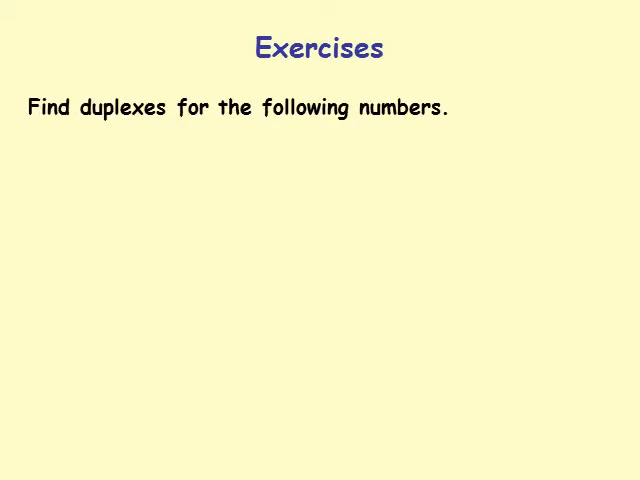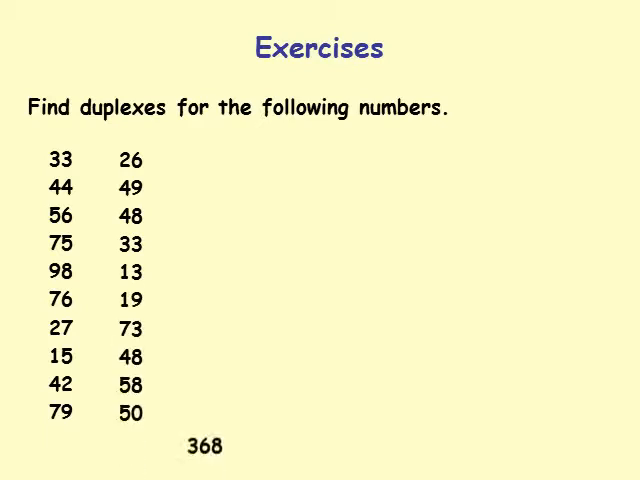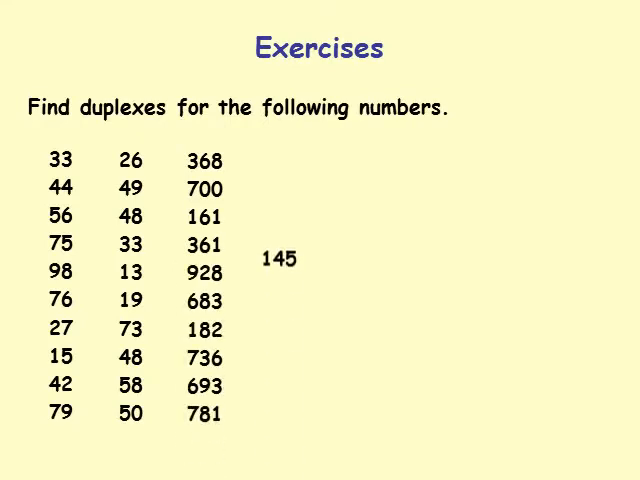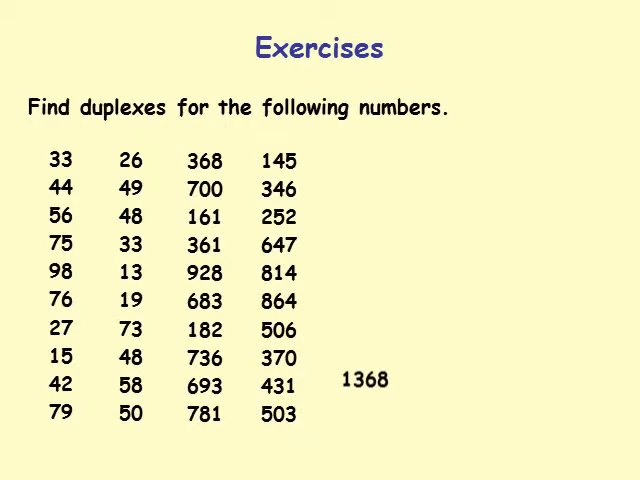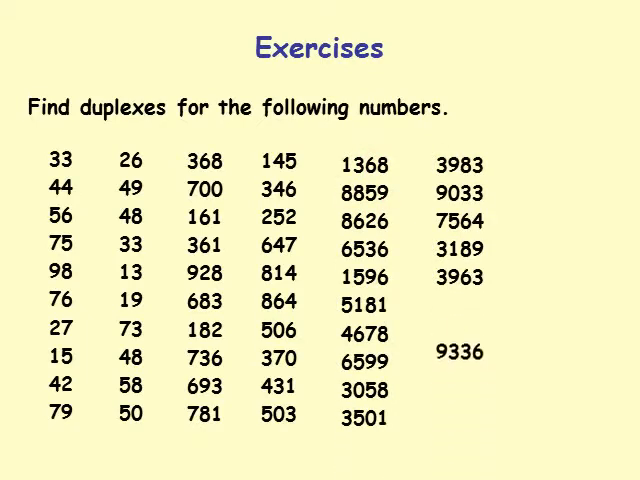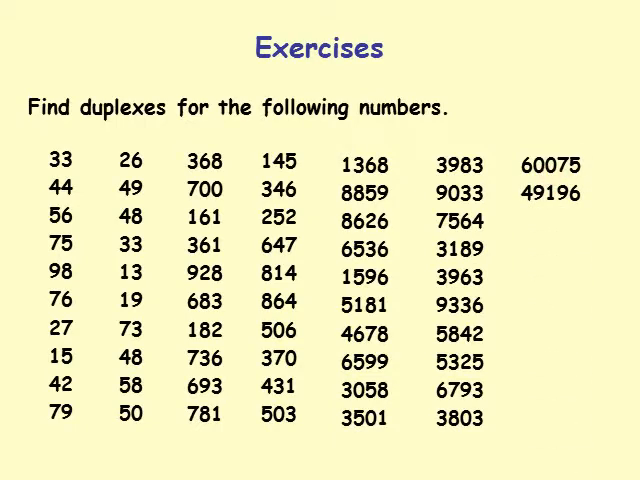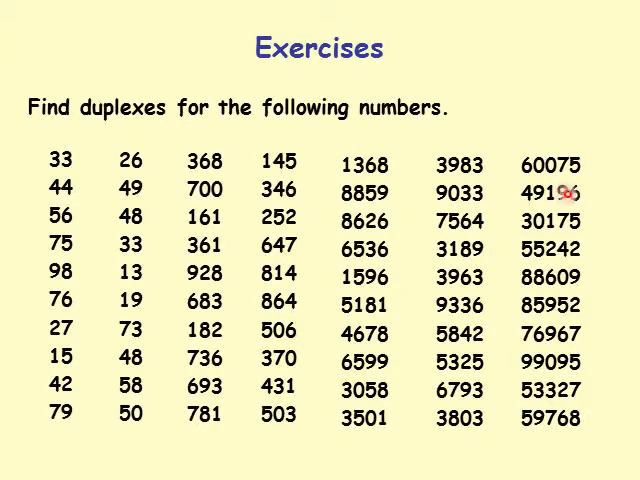Let's do some exercises now. Find duplexes for the following numbers. Okay, 33, 44, 56, 75, 98, 76, and some more. Now, 3-digit numbers: 368, 700, 161, and some more. Now, 4-digit numbers: 1368, 859, and some more. Now, 5-digit numbers: 60075, 49196, and some more.